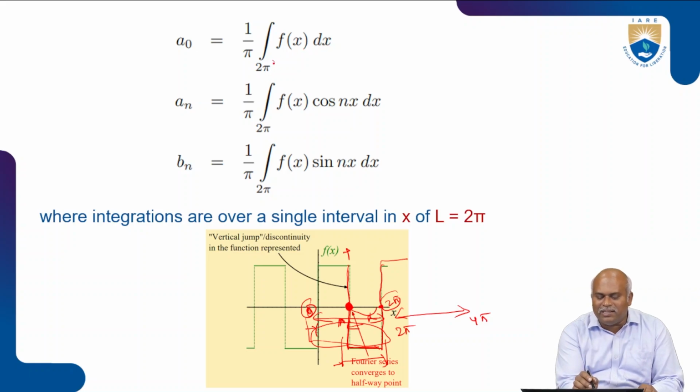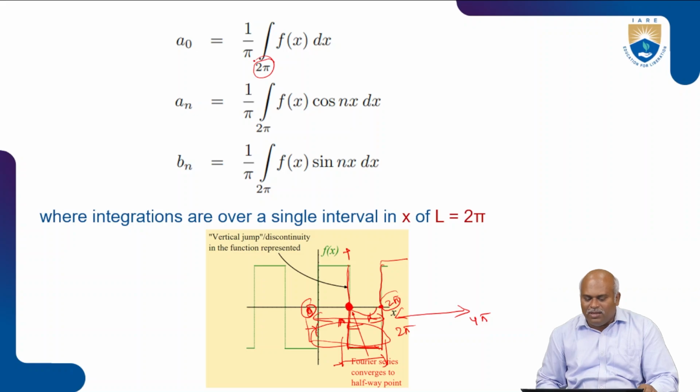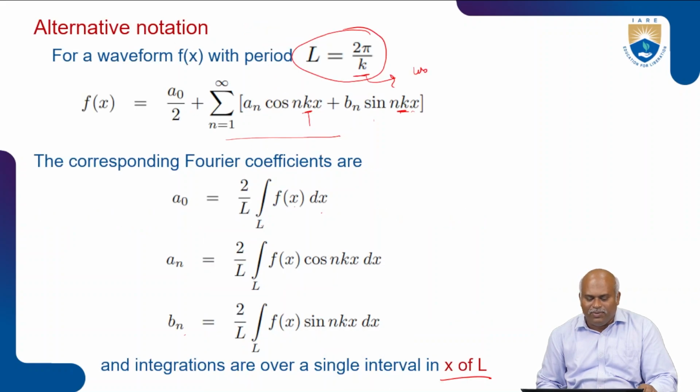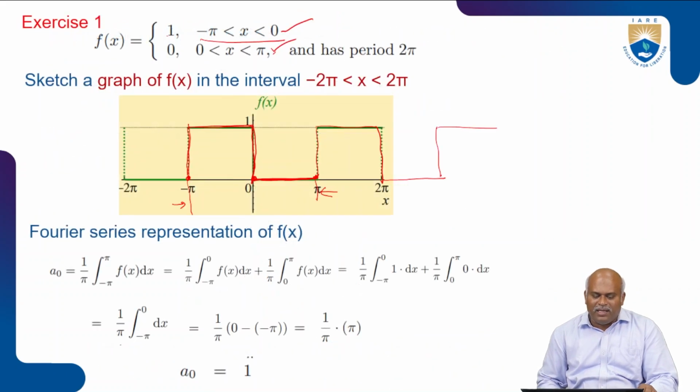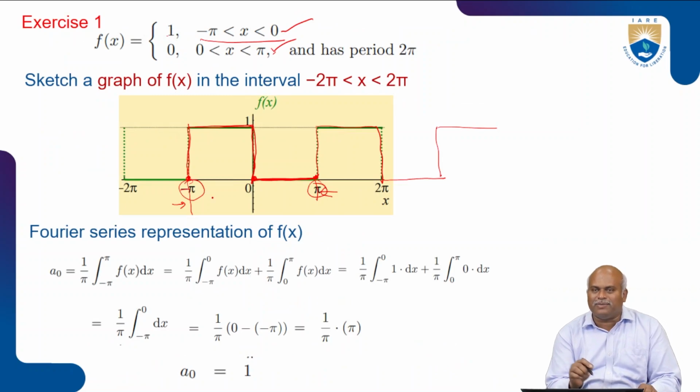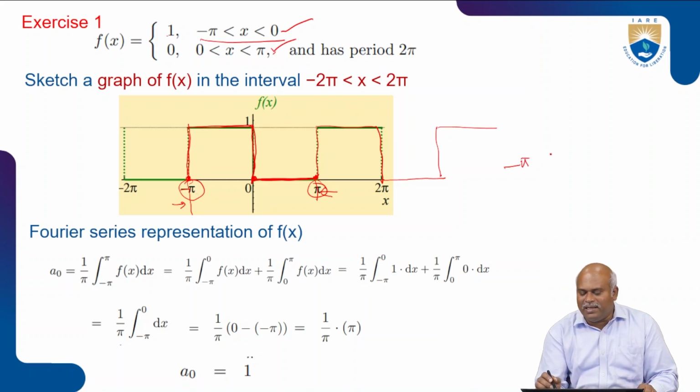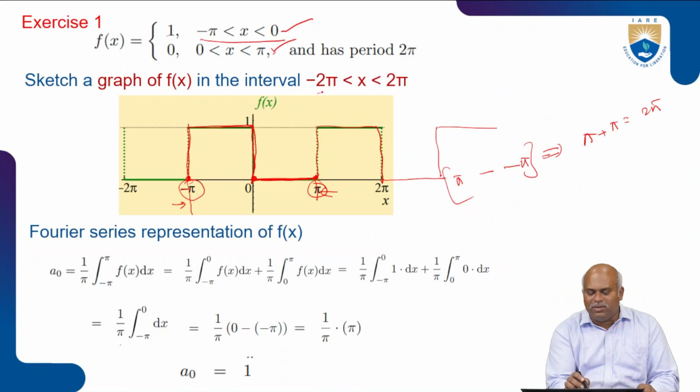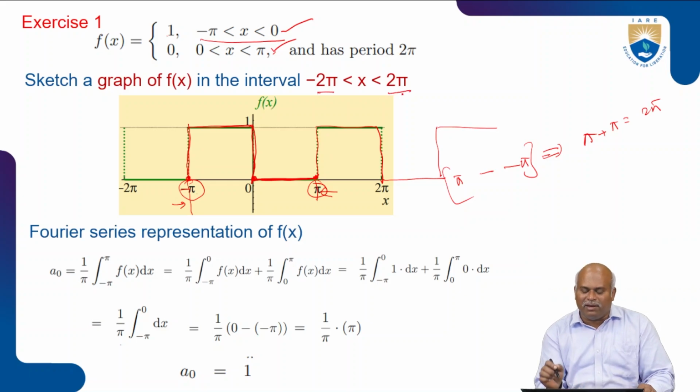Why? Because of this 2 pi duration. The signal happens over a 2 pi duration. See here, minus pi to plus pi is represented as 2 pi. It starts at minus pi, then goes to plus pi, so the total period is pi plus pi equal to 2 pi. We write it as 2 pi, so we drew the diagram from minus 2 pi to plus 2 pi.